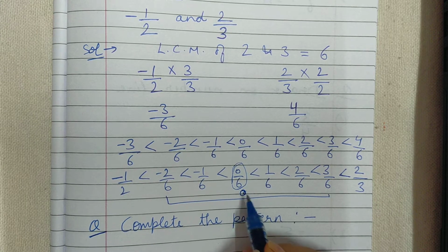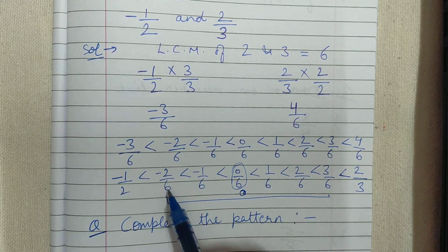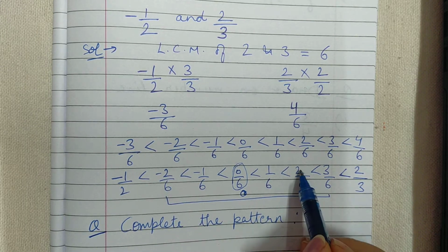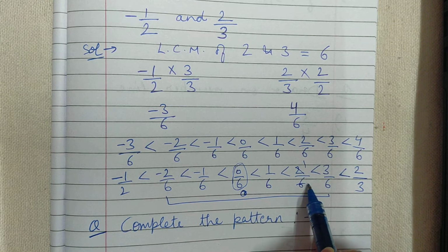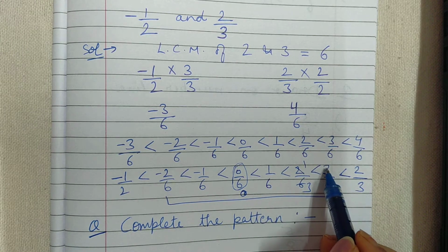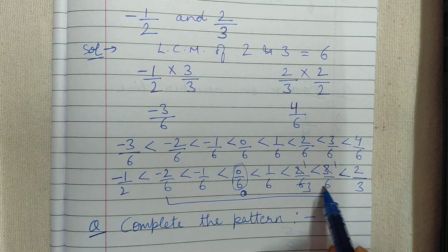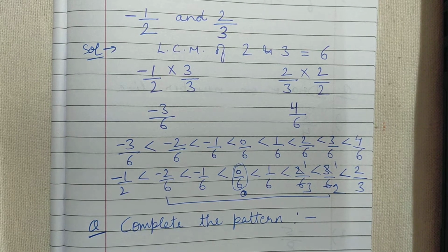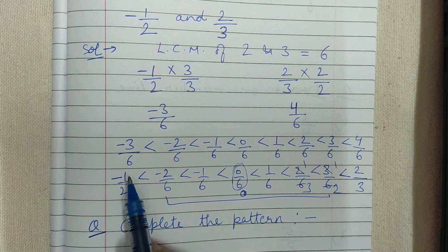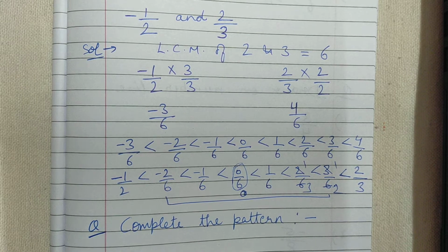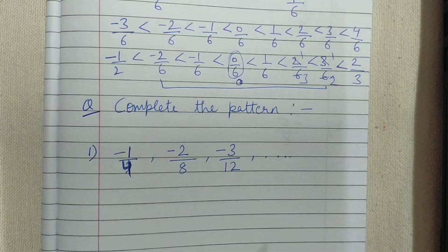So you can convert it into its simplest form. You can cut it and you can cut this one also. You will get 1/3. Then you will get 1/2. So you can reduce it to its simplest form. And these are the numbers that lie between -1/2 and 2/3. So you can solve the questions in the similar way.